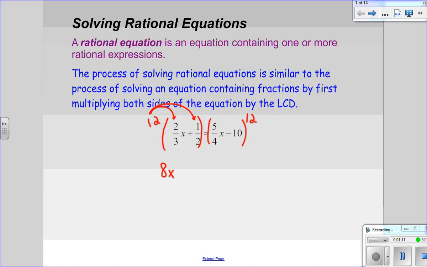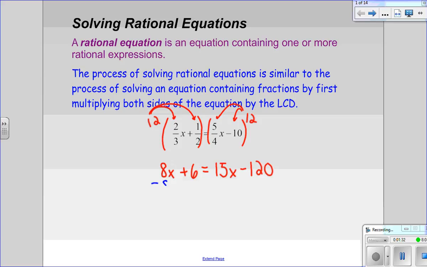12 divided by 2 is 6, times 1 is 6. 12 divided by 4 is 3, times 5 is 15x. And 12 times negative 10 is minus 120. And now we just have a linear equation that we can solve.